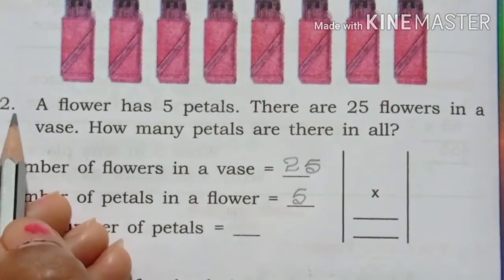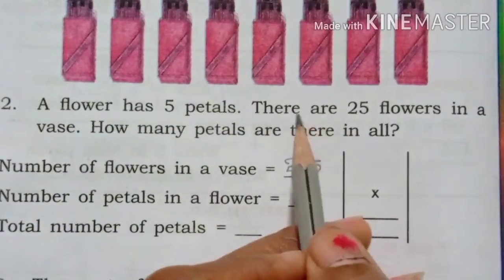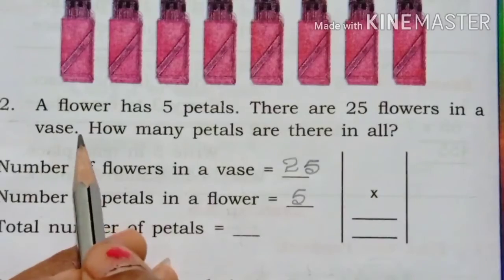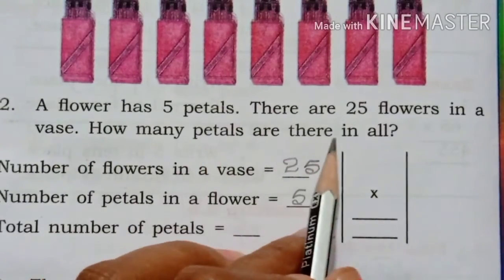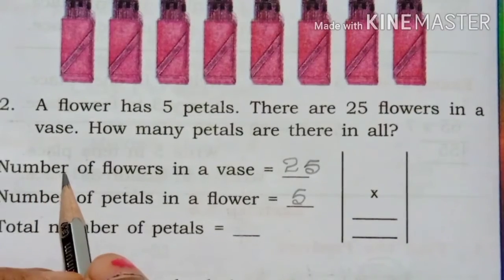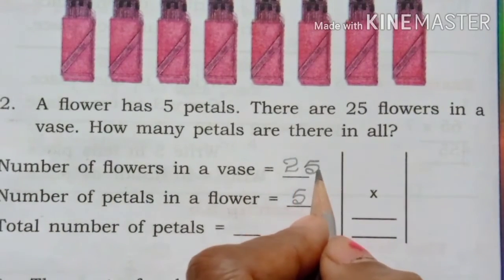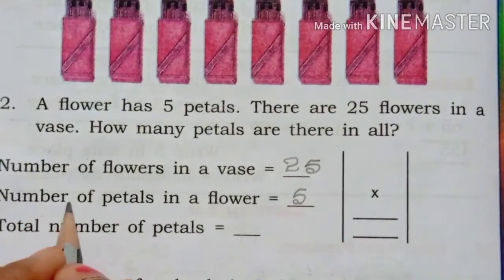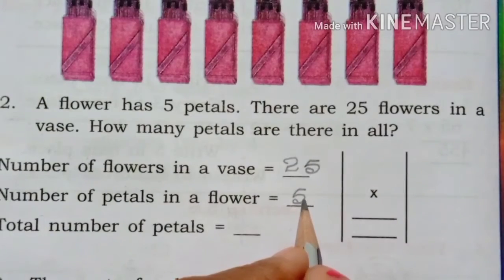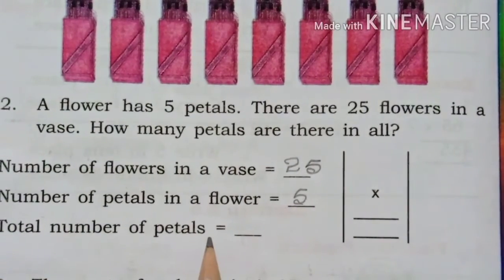Okay children, now we are going to the second question. A flower has 5 petals. There are 25 flowers in a vase. How many petals are there in all? So, first of all, we write the number of flowers in a vase. There are 25 flowers. Now, number of petals in a flower. 5 petals in a flower.